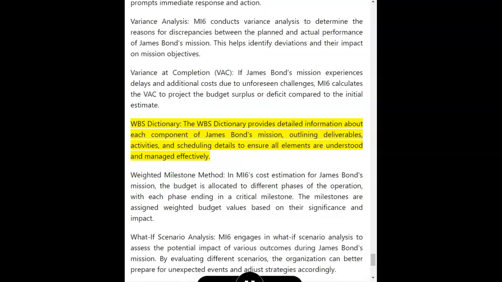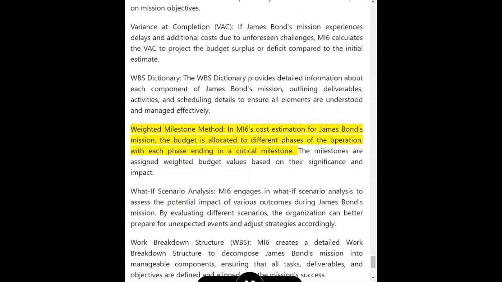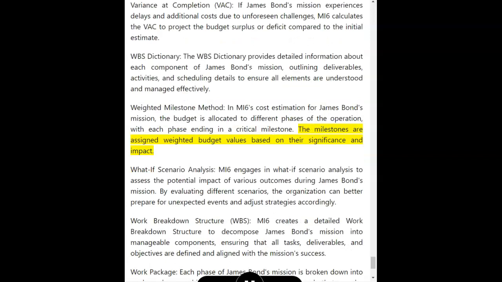WBS Dictionary. The WBS Dictionary provides detailed information about each component of James Bond's mission, outlining deliverables, activities, and scheduling details to ensure all elements are understood and managed effectively. Weighted milestone method. In MI6's cost estimation for James Bond's mission, the budget is allocated to different phases of the operation, with each phase ending in a critical milestone. The milestones are assigned weighted budget values based on their significance and impact.